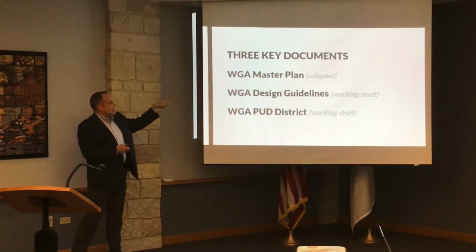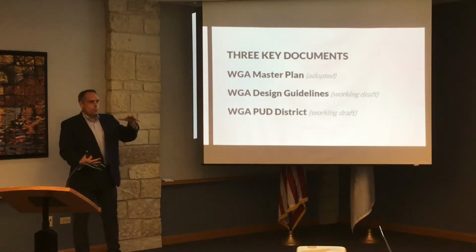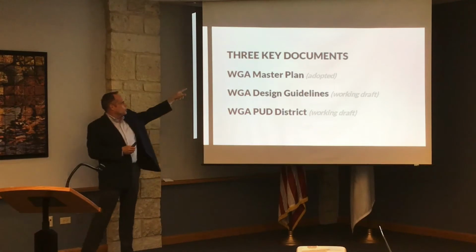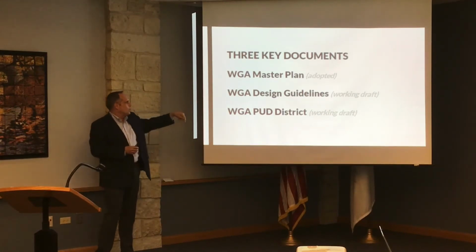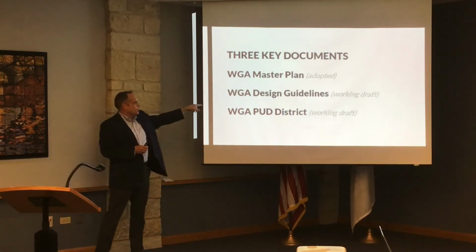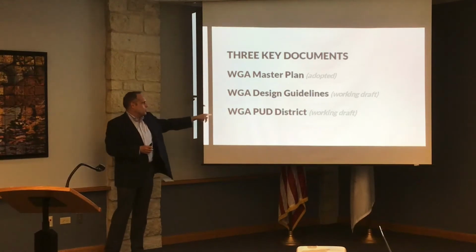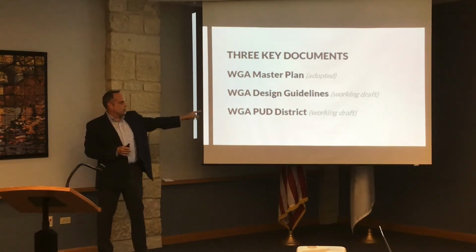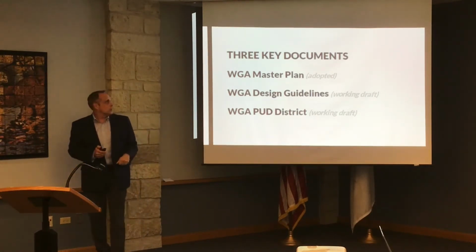Those are the 2 pieces we're going to talk about: the design guidelines and the PUD ordinance. Those are the 3 key documents that work as a package. First is the Western Growth Area Master Plan that was adopted. And tonight we're going to talk about the Western Growth Area Design Guidelines and the Western Growth Area PUD, or Planned Unit Development District. That's a zoning piece.